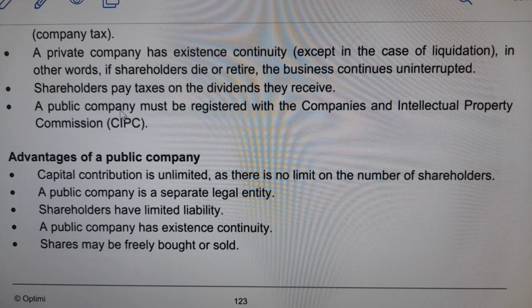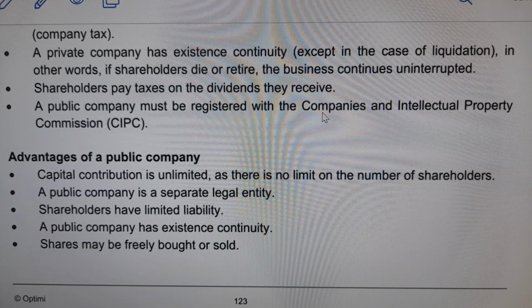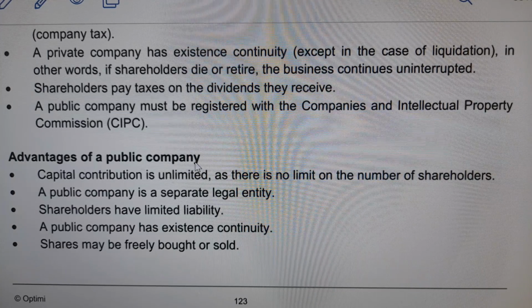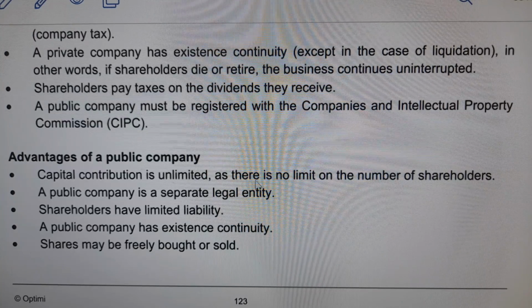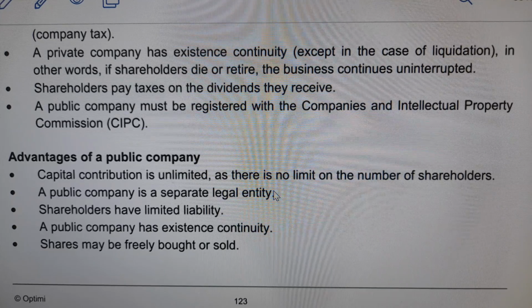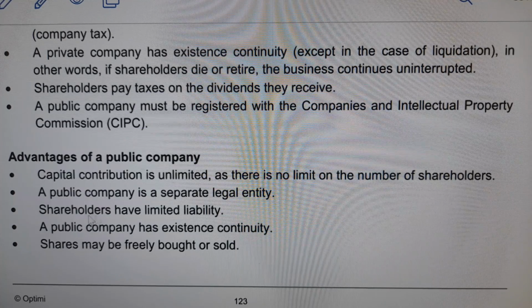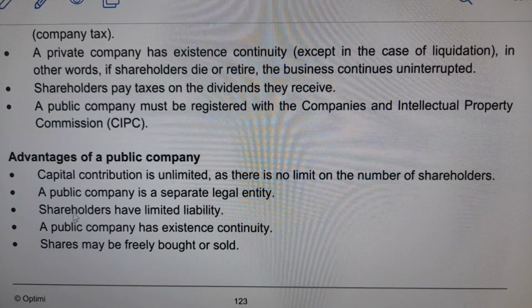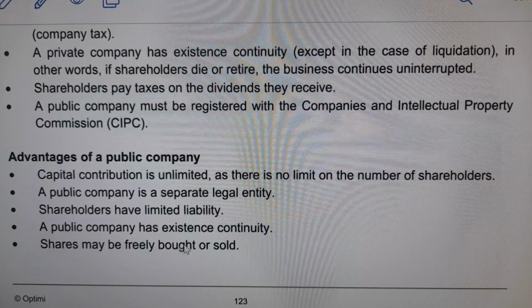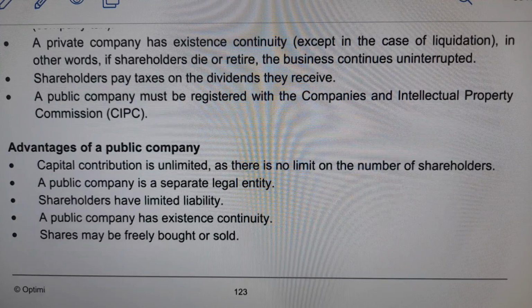A public company must be registered with the CIPC, which is the Companies and Intellectual Property Commission. Advantages of a public company: capital contribution is unlimited, as there is no limit on the number of shareholders. A public company is a separate legal entity. Shareholders have limited liability. A public company has existence continuity. Shares may be freely bought or sold.